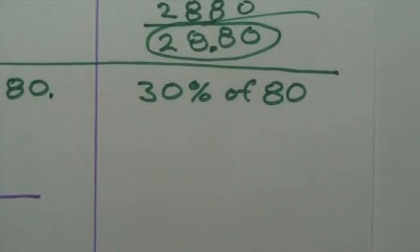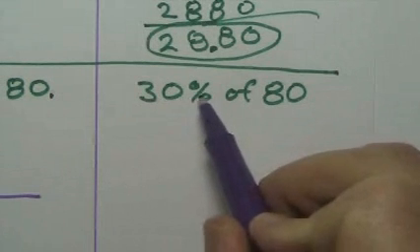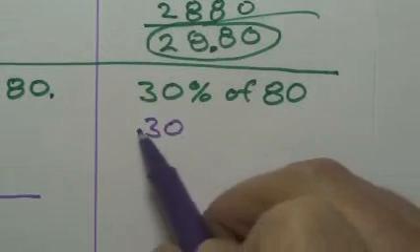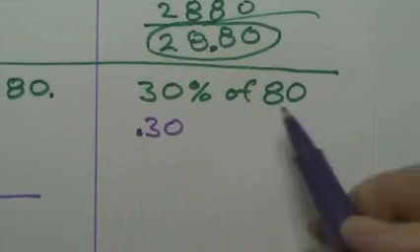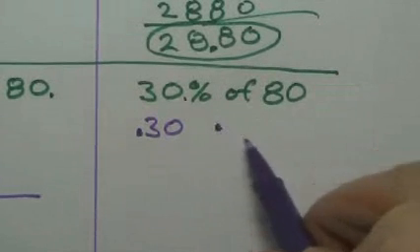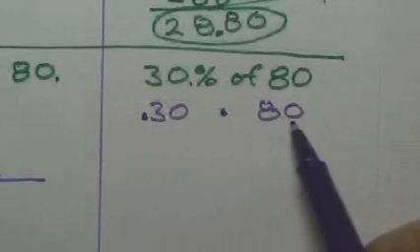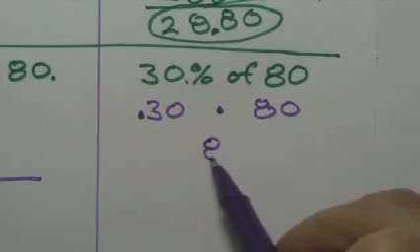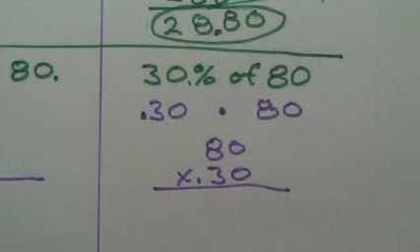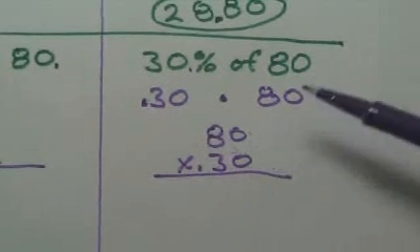Okay, this time we are multiplying decimals. Remember, 30% is the same thing as moving the decimal over 2 spaces, so 0.30. Of is the same thing as times, and then we have the number 80. So we have 0.30 times 80. And we set it up. Okay, let's go ahead and calculate this.